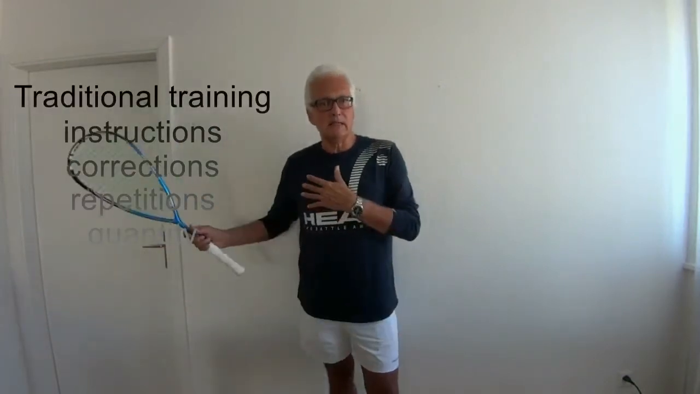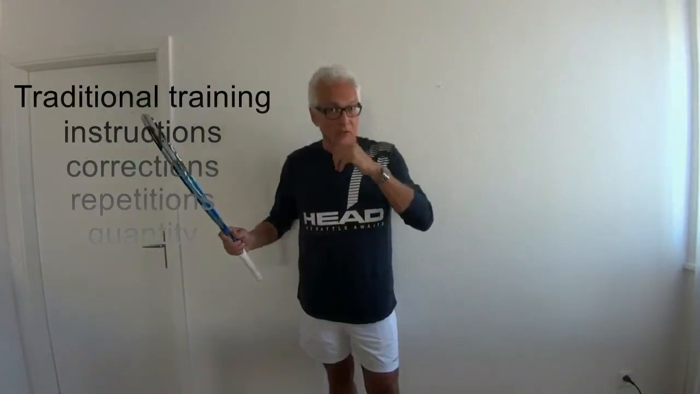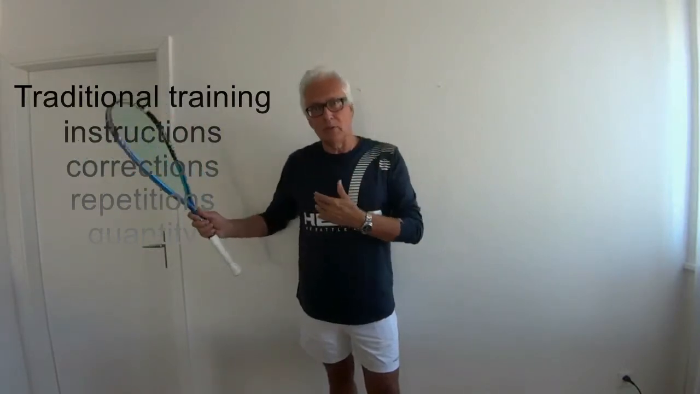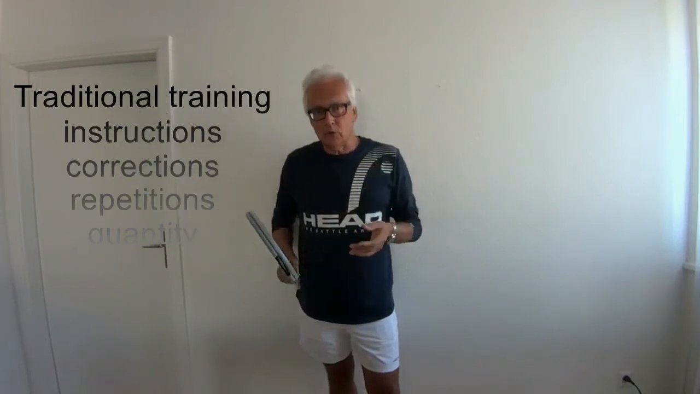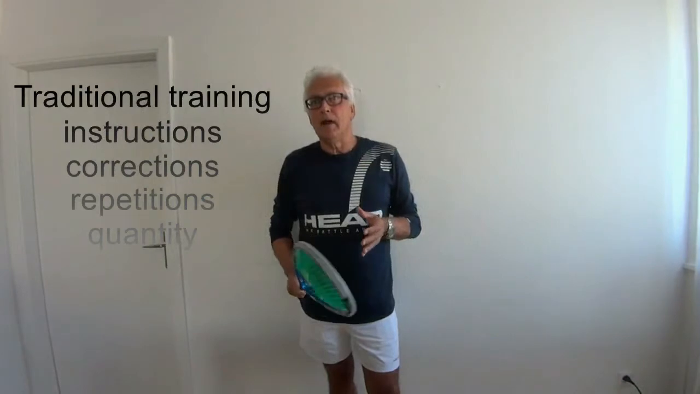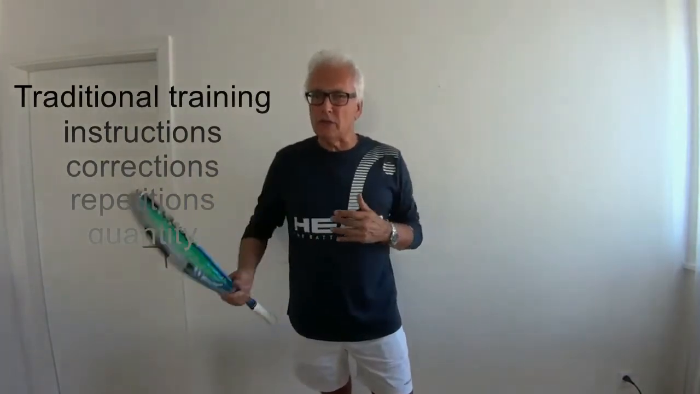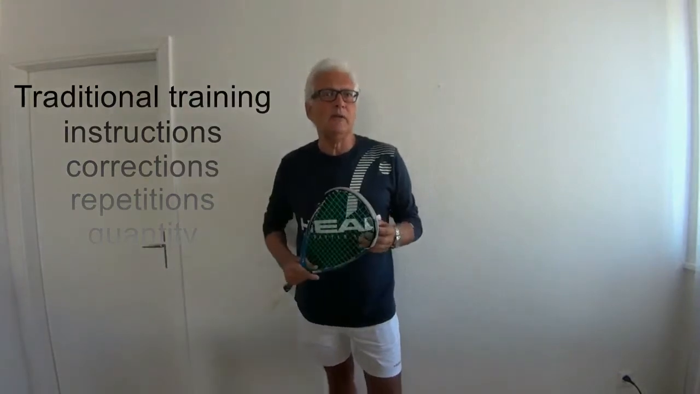So on the exercising side, this is what we call traditional coaching. This is what it was like 30, 40 years ago. Just about everything was done this way. The coach would tell you what to do, show you how to do it, and then correct you. And then you repeat and repeat and repeat. So there's a lot of racket work, a lot of physical work, conditioning, running around.